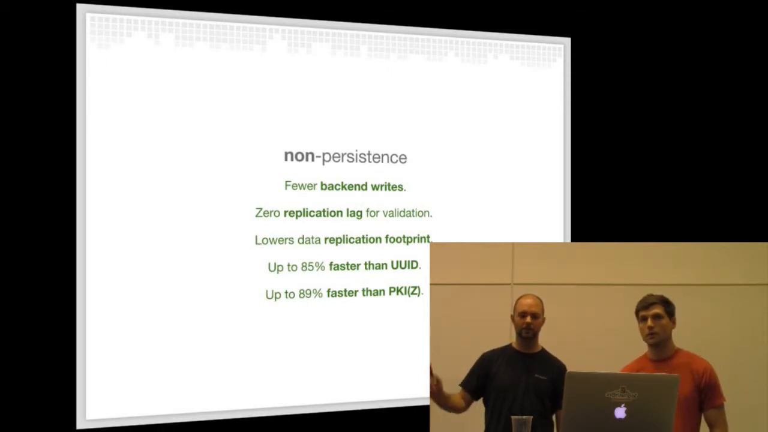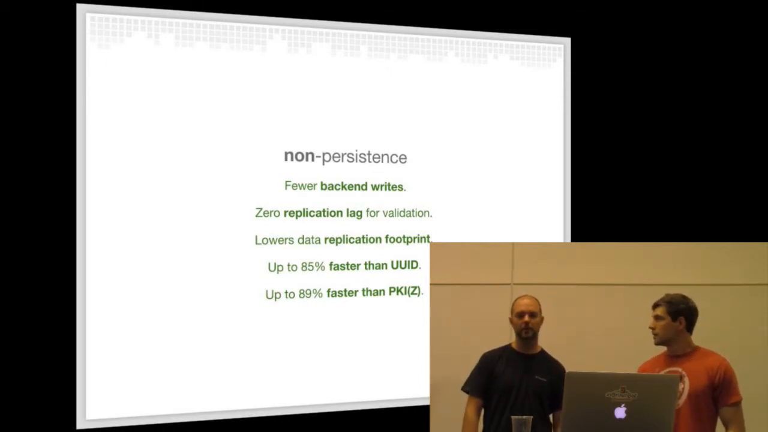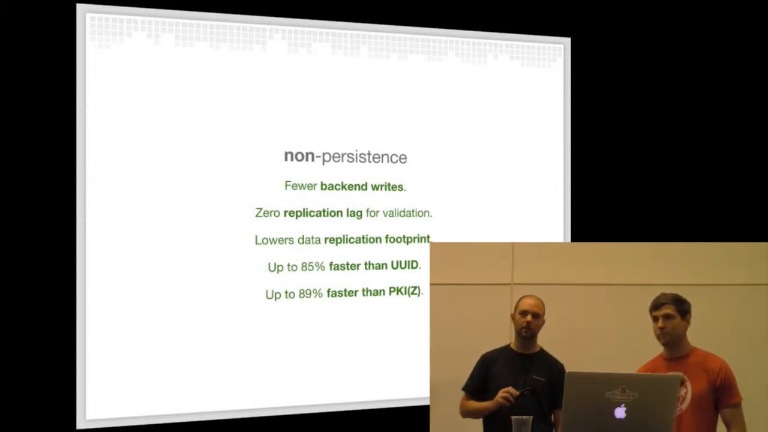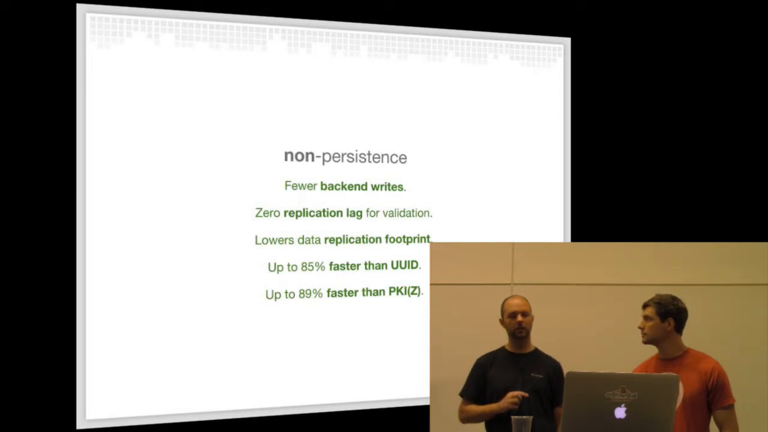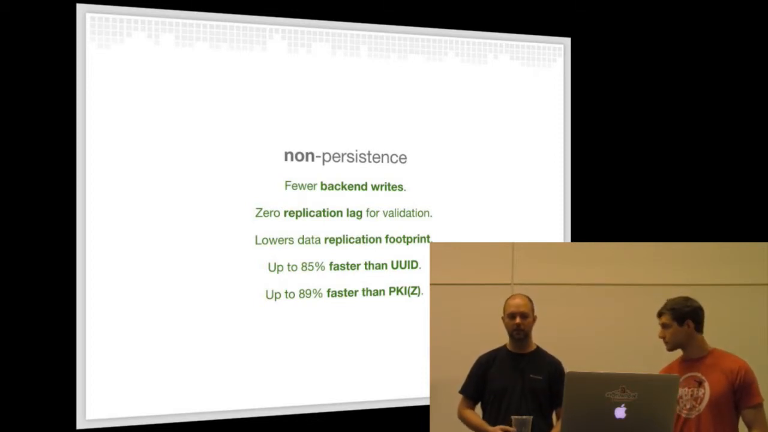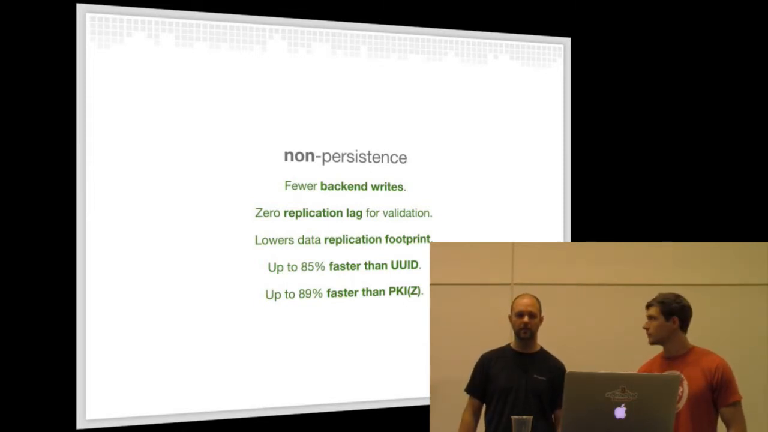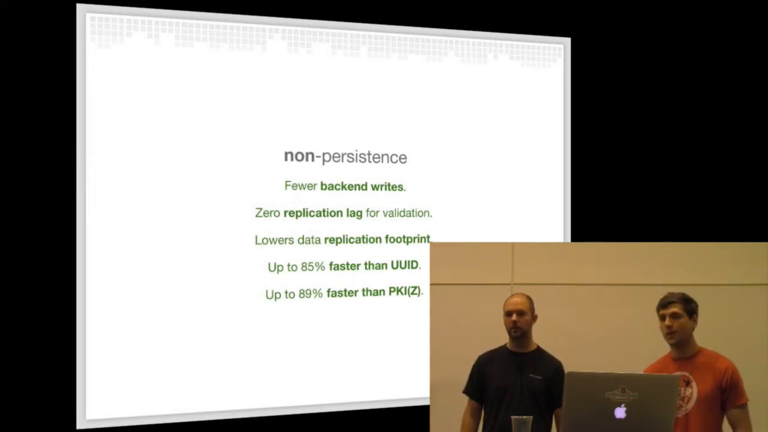And then we also ran a whole bunch of benchmarks and compared an early implementation of Fernet tokens back in February to both UUID and PKI-Z. And you can see the numbers. It was substantially faster just because Keystone doesn't have to go to the database on validations, for example, ever.